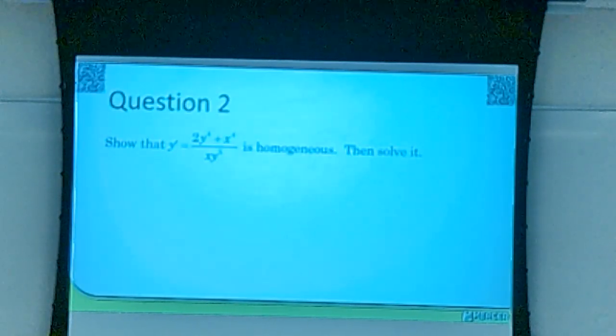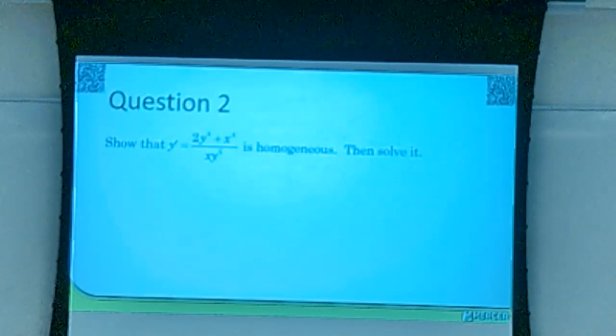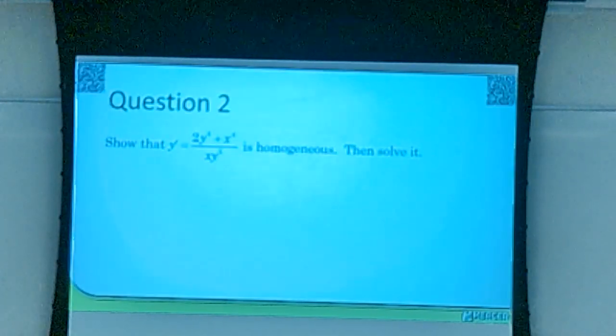Show homogeneous and then solve. And again, generally speaking, you should be able to look at the equation and determine if it's homogeneous or not, just from looking at it. It may take you a little bit of time to start seeing it, but with enough practice, you should be able to see it.